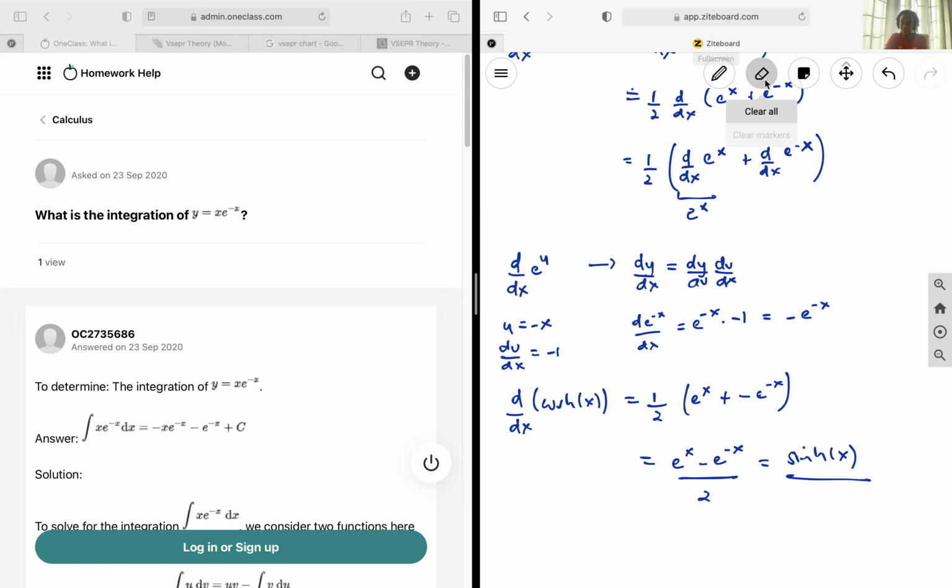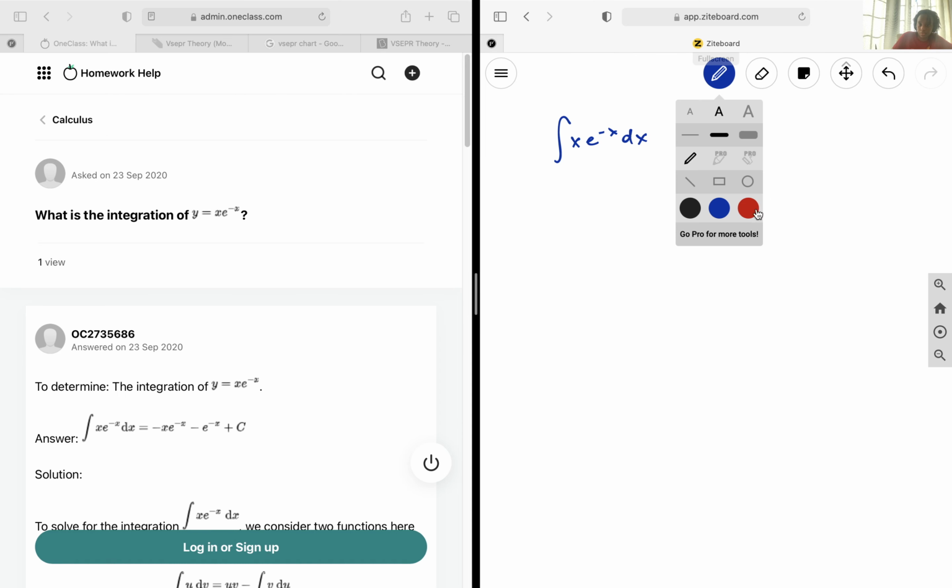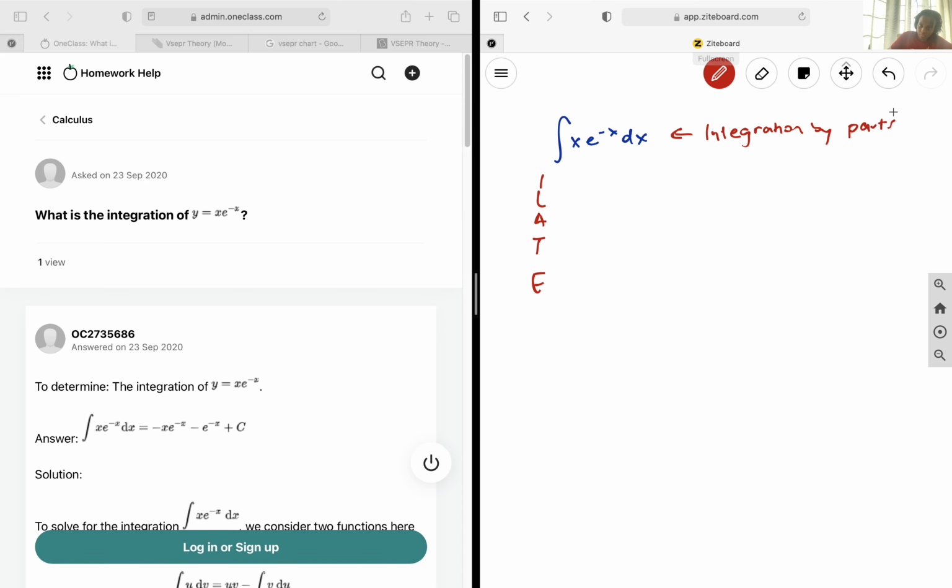For our next question, we would like to integrate x e to the minus x dx. So again, we're going to make use of the acronym. And that is because I've recognized that it is an integration by parts question. And so inverse trig, log functions, algebraic functions, trig functions, and exponential functions.